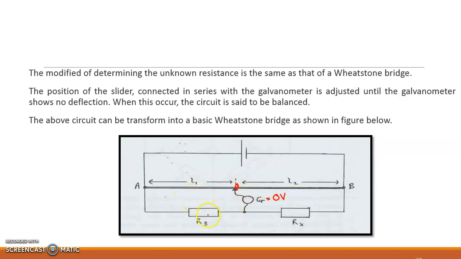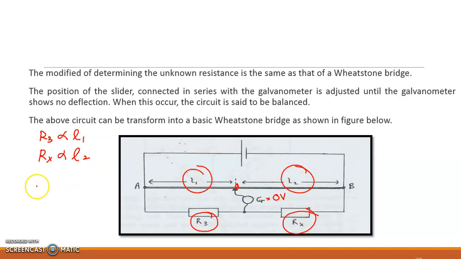Then you can come up with this equation. You can see that R3 is directly proportional to L1. Meanwhile, Rx is directly proportional to L2. Always refer to the diagram. So we can write down our equation as here. Equation 1 divided by equation 2. R3 over Rx equal to L1 over L2. Then you can substitute the values that you have to find the unknown resistance Rx. You can also rearrange it like this. Rx equal to R3 L2 over L1.